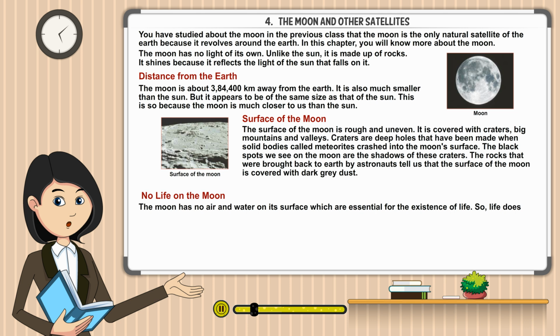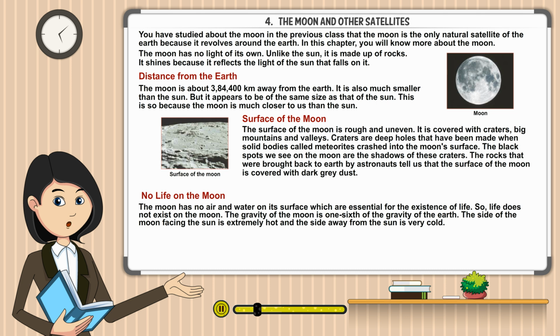No life on the Moon. The Moon has no air and water on its surface, which are essential for the existence of life. So, life does not exist on the Moon. The gravity of the Moon is 1/6 of the gravity of the Earth. The side of the Moon facing the Sun is extremely hot, and the side away from the Sun is very cold.